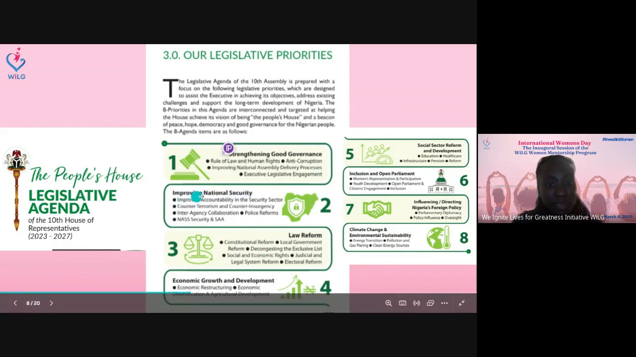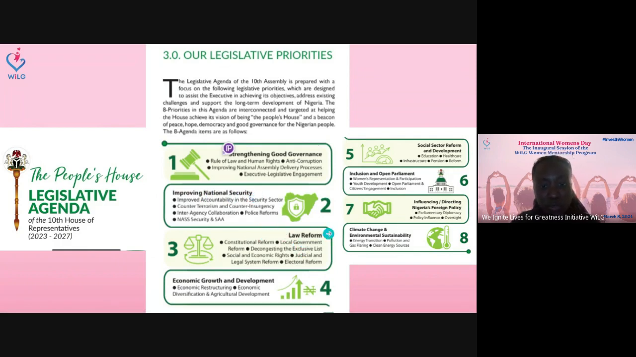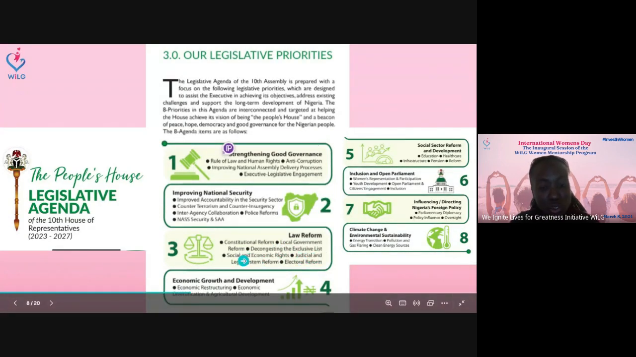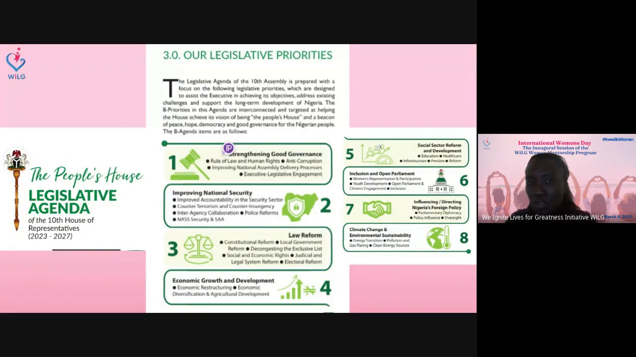They also said they're going to improve national security and legal reform. In legal reform, they're going to do constitutional reform, local government reform, decongesting the exclusive list, social and economic rights, judiciary and legal systems reform, and electoral reforms. They also are trying to focus on economic growth and development, social sector reform and development, so education. I want you to listen because once we go to some of the motions, you'll start seeing some of the things they had stated where they are trying to push their interest. Healthcare, infrastructure, pension reform, inclusive and open parliament.